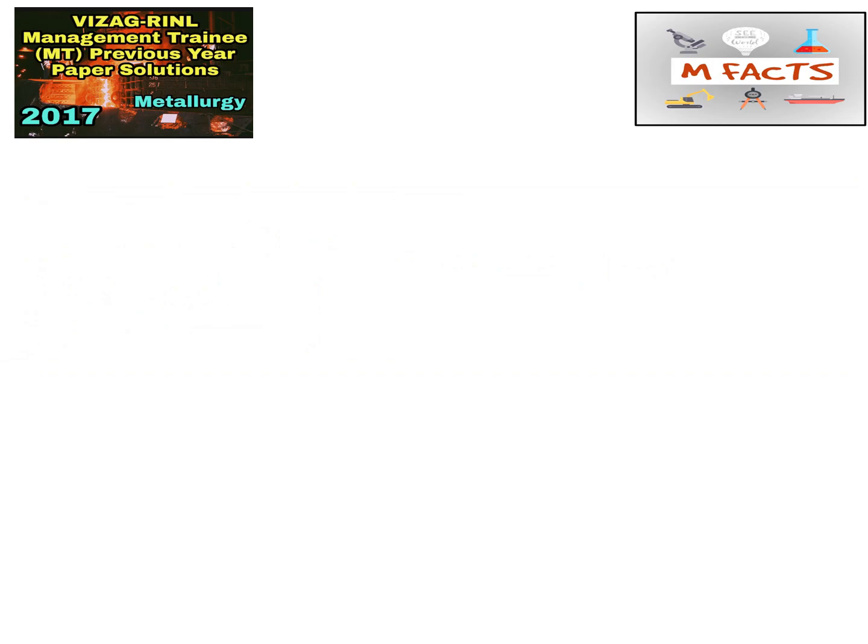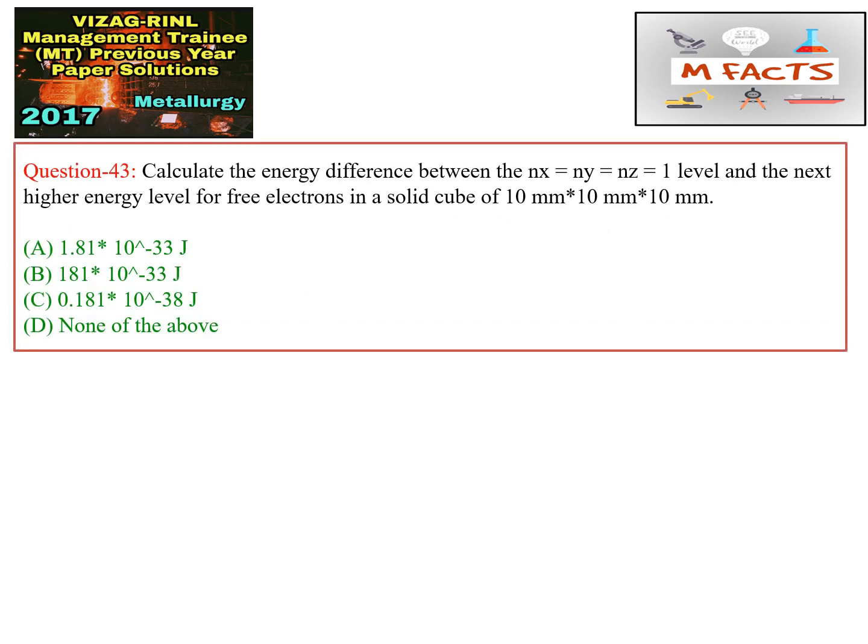The next question is a numerical type of question: calculate the energy difference between the level Nx, Ny, Nz equal to 1 and the next higher energy level for free electrons in a solid cube of 10 mm by 10 mm by 10 mm. We have to calculate the energy for the state Nx, Ny, Nz equal to 1, and the difference between this state and the next higher energy level. So first we will try to calculate for this.